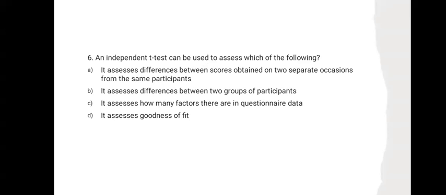An independent t-test can be used to assess which of the following? It assesses the difference between scores obtained on two separate occasions from the same participants; it assesses the difference between two groups of participants; it assesses how many factors there are in a questionnaire; and it assesses goodness of fit. B would be the right answer. It assesses the difference between the two groups of participants. The first one does not apply because a paired t-test would be applied there.